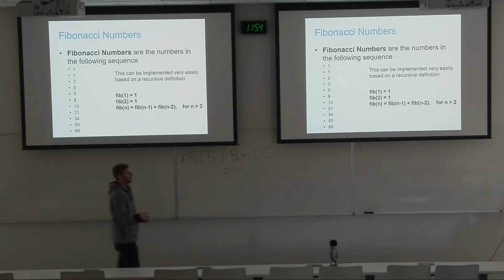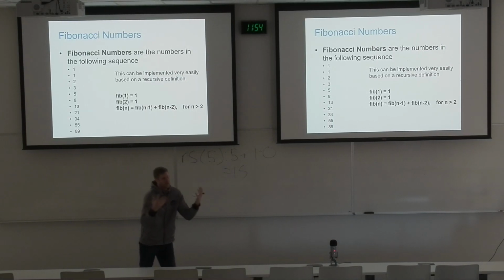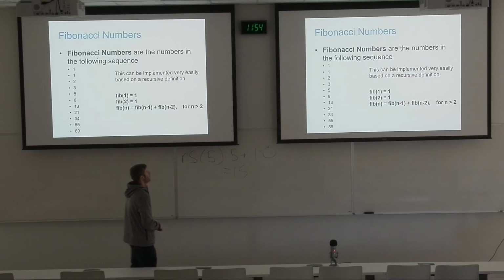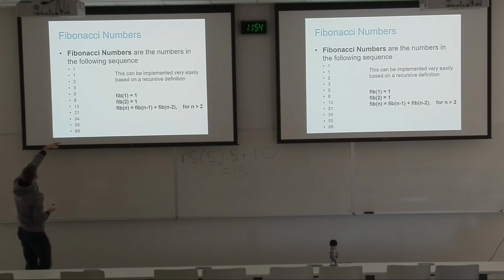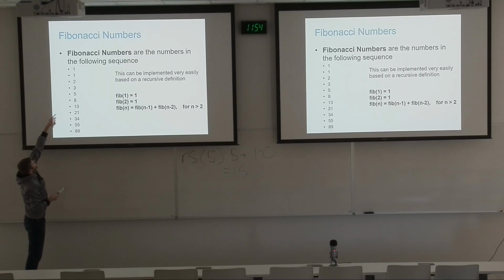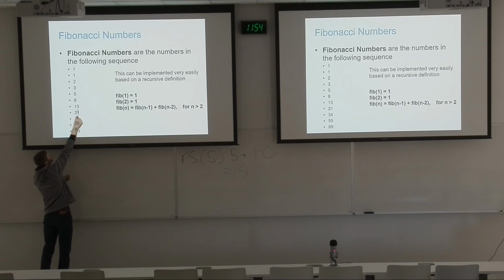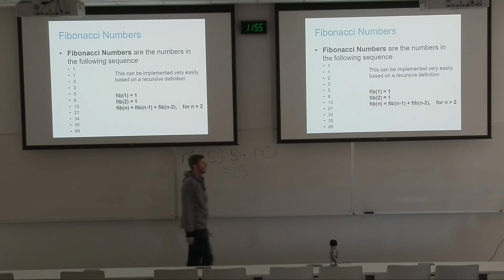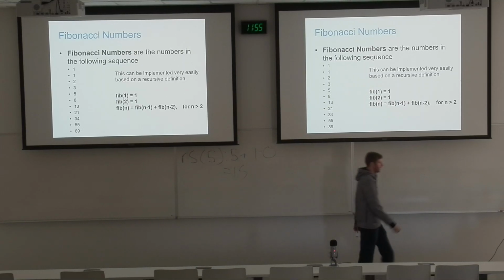So basically, the Fibonacci number is the sum of the two previous numbers. So 1 plus 1 is 2. And then 1 plus 2 is 3. 2 plus 3 is 5. 3 plus 5 is 8. 5 plus 8 is 13. 8 plus 13 is 21. 13 plus 21 is 34. 21 plus 34 is 55. 34 plus 55 is 89. And so on and so on until the end of the universe. It just keeps going and going and going.